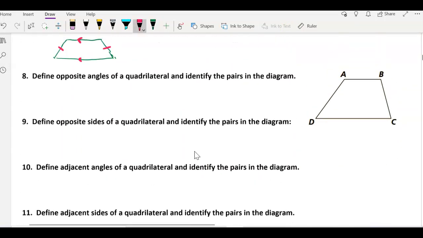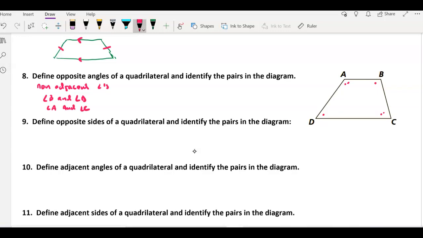Well, before we do this, let's talk about this real quick. If we had to define the opposite angles of a quadrilateral and identify the pairs in a diagram, opposite angles are basically non-adjacent angles. When I look at A and D, these are adjacent because they're next door to each other. When we say opposite, B and D are opposites. So angle B and angle D. Then I also look, angle A and angle C would be a pair of opposites.